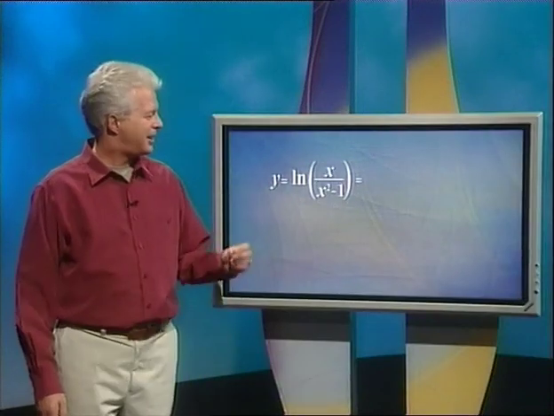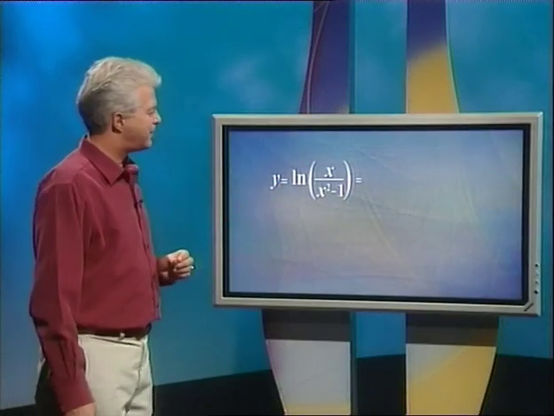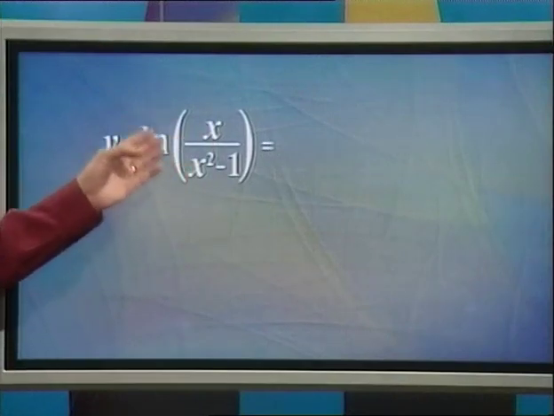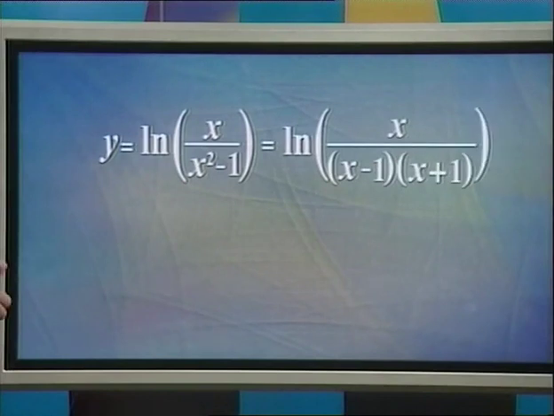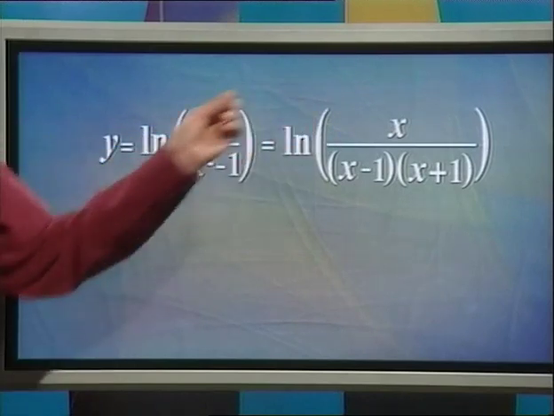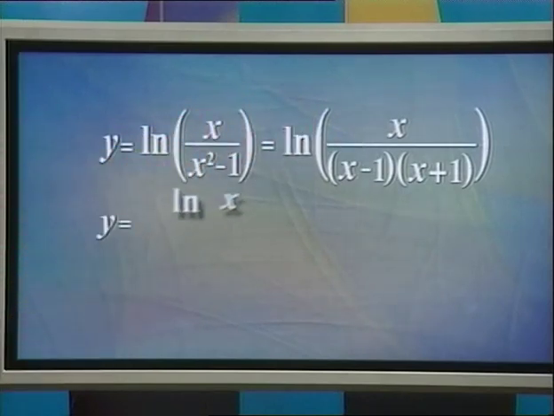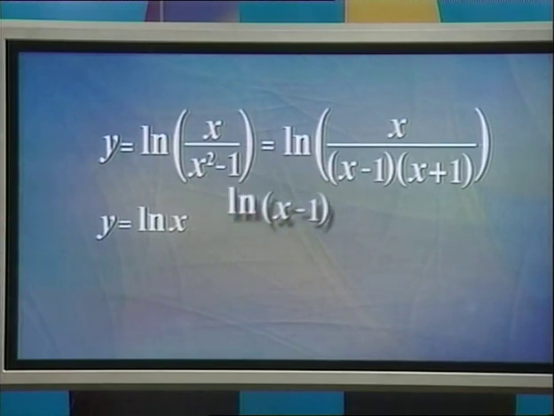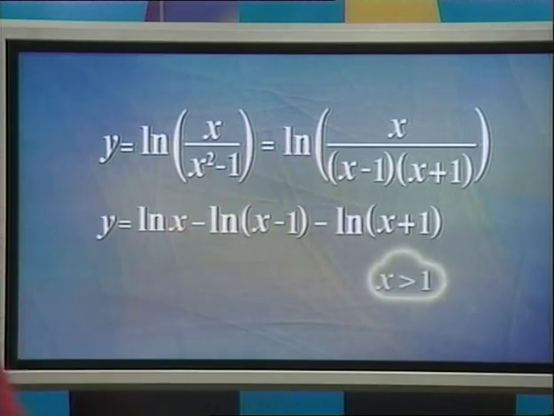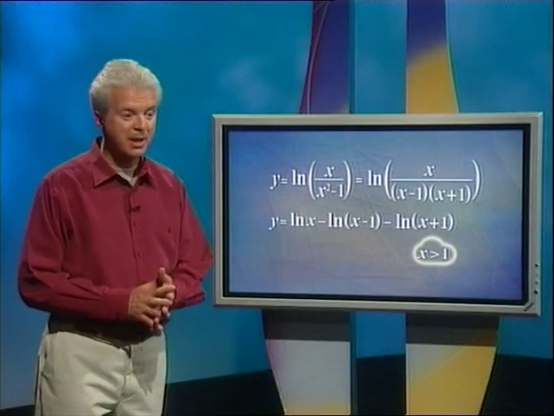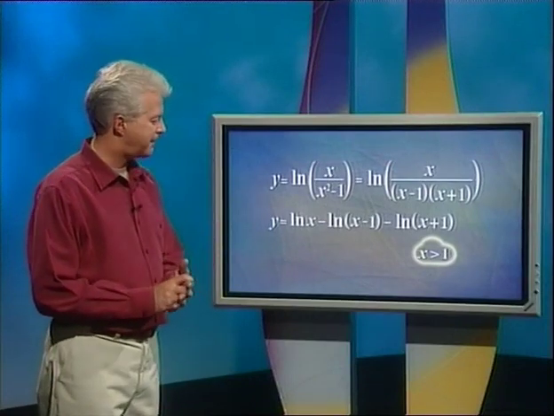Now, as I said earlier, there's another way of tackling this problem. Let's expand the expression in the brackets here by noticing that x squared minus 1 is x minus 1 times x plus 1. And this whole thing can now be written as y equals the log of x, because x is on the top, minus the log of x minus 1 minus the log of x plus 1, because the x minus 1 and the x plus 1 were on the denominator. We still must remember that x has to be greater than 1.